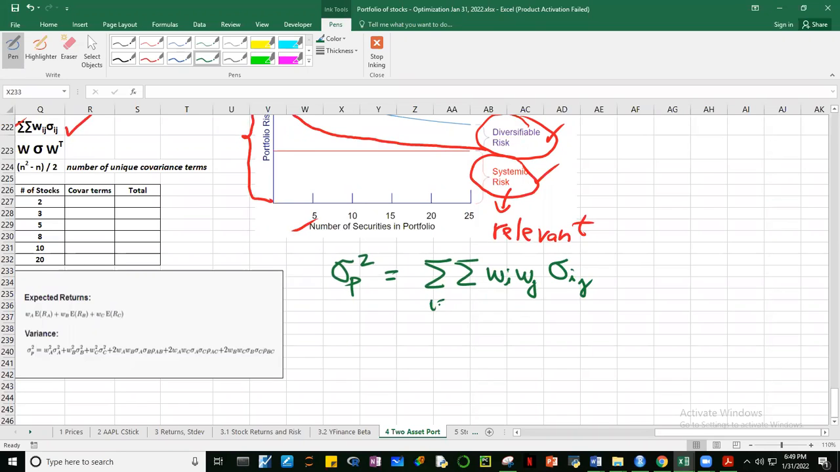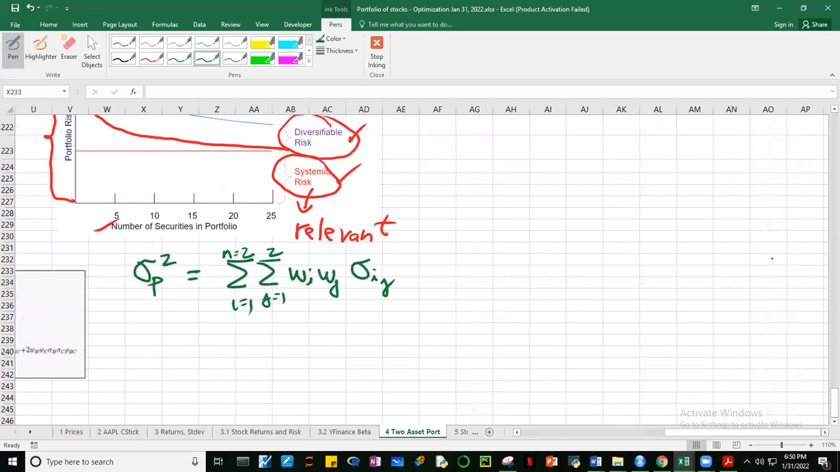Where I ranges from 1 up to ilan? Ilan ba yung asset natin? N is equal to 2. Dalawa lang, no? Ito naman J natin is equal to 1 up to 2 din. So this will involve just getting the pairs of I and J. Pag 2 asset portfolio, madali lang. Pag 2 asset, okay, let's explode this.